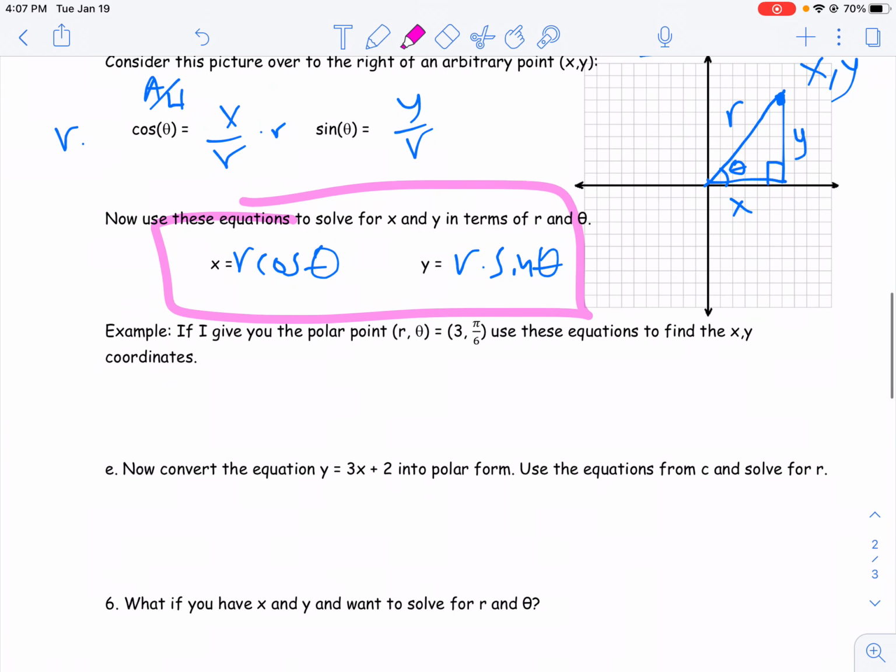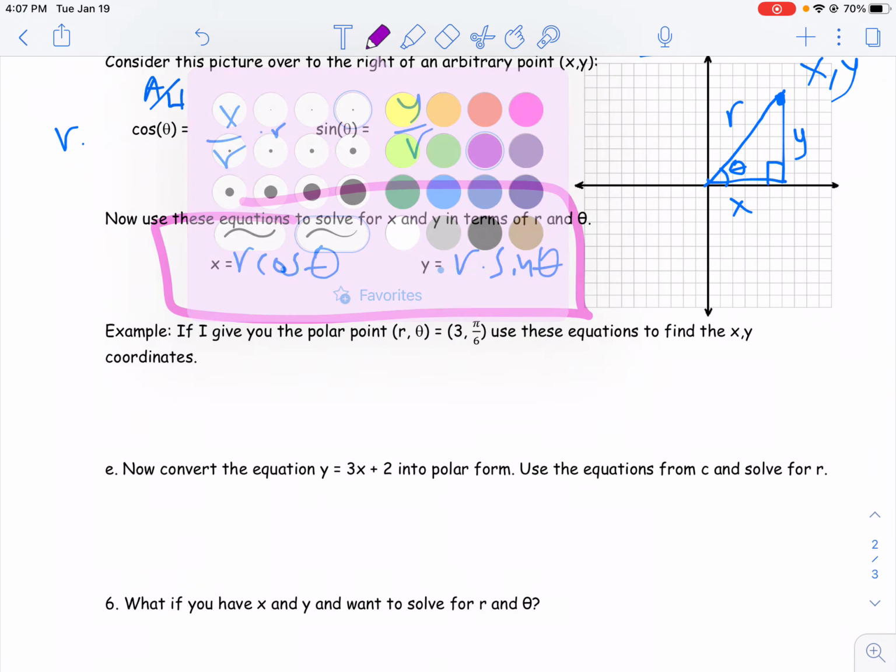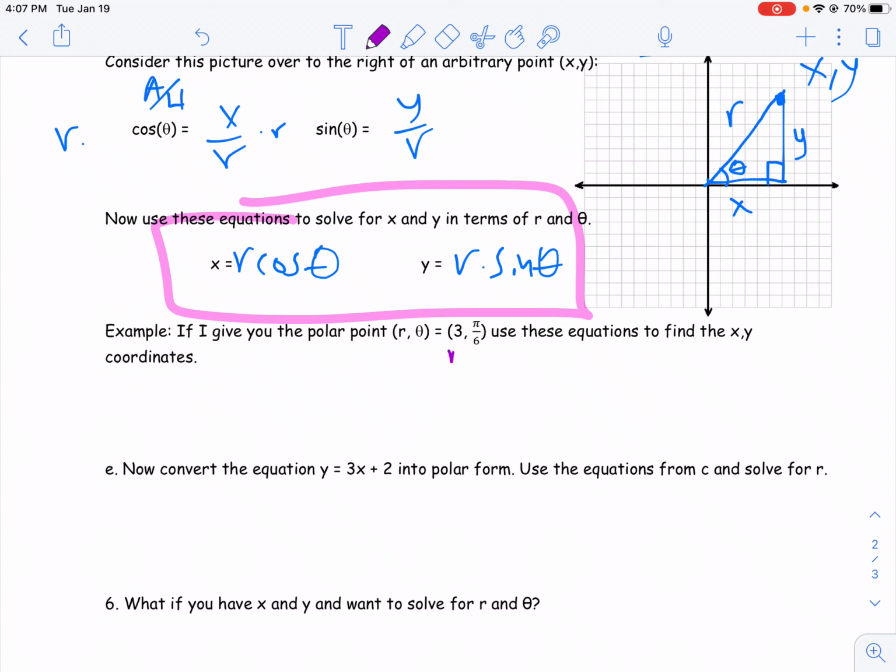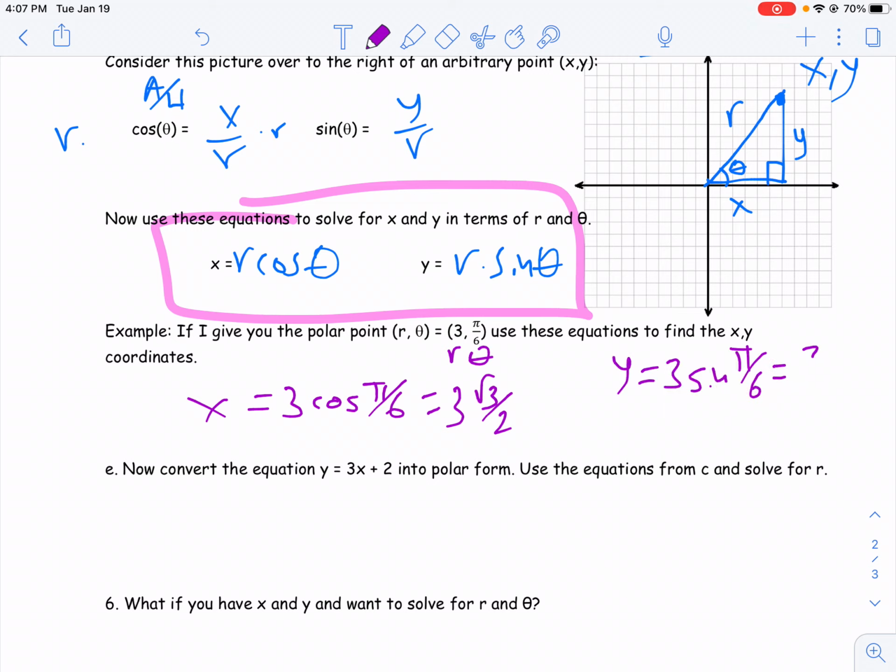Okay, so if I just give you a point, like I give you the r and the theta there, you can find the x and the y pretty easily. So if this is my r, this is my theta, my x is just 3 times cosine of pi over 6. The cosine of pi over 6 is just root 3 over 2, so that's 3 root 3 over 2. The y is 3 sine of pi over 6, which turns out to just be 3/2. Okay, so that's how, if you're given an r and a theta, you can get the x and the y points, the horizontal and vertical components.